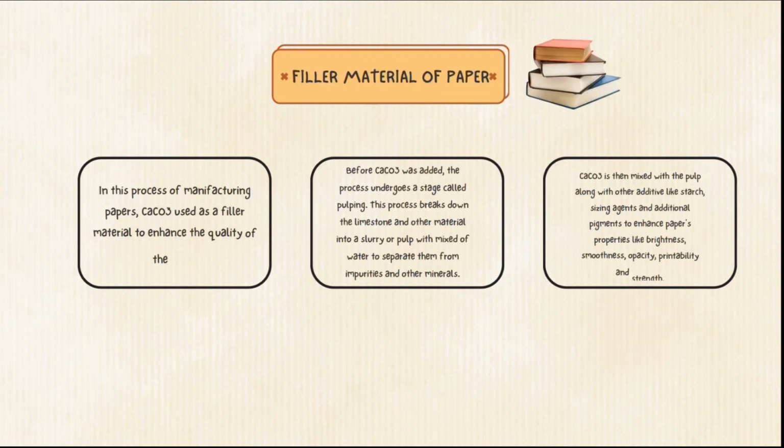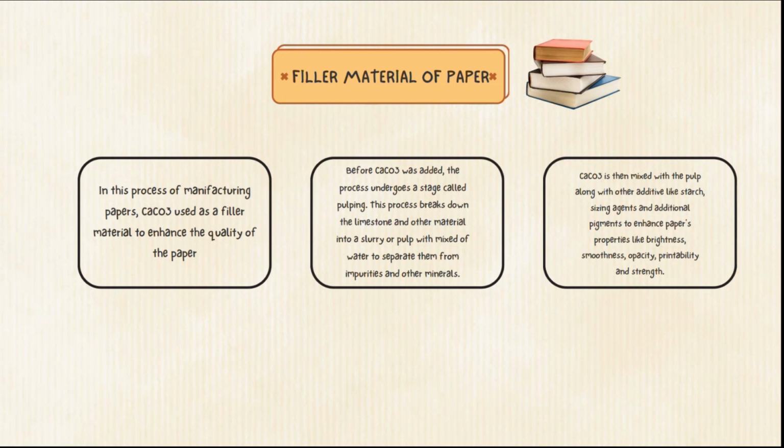And after that, lastly, filler material for paper. In the process of manufacturing paper, calcium carbonate is used as a filler material to enhance the quality of the paper. Before calcium carbonate is added, the process undergoes a stage called pulping. This process breaks down the limestone and other materials into a slurry or pulp mixed with water to separate them from impurities and other minerals.